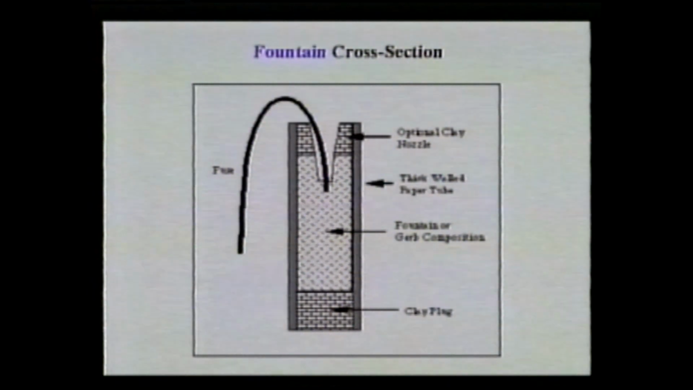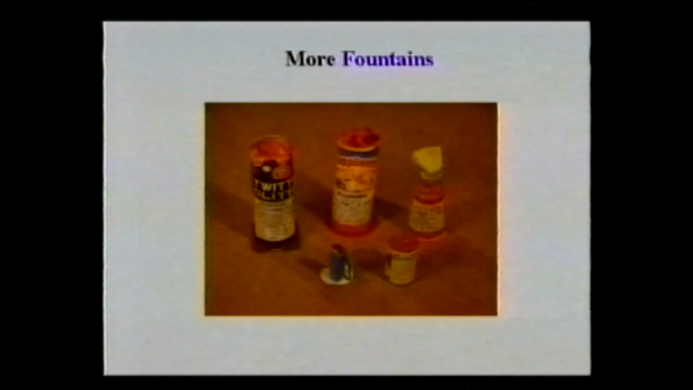Here is a cross-section of a typical fountain, again consisting of a paper tube, a clay plug in the bottom, the remainder of the tube filled with a composition that burns and gives off the color. There may be a nozzle at the top. This will constrict the gases from coming out, resulting in a higher shooting fountain. And of course, just a simple fuse to light the material. Most fountains also have a base.